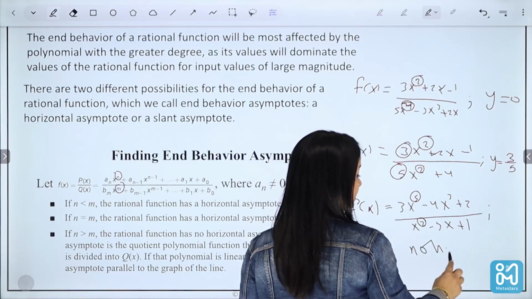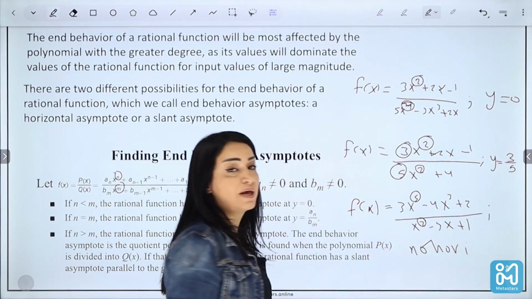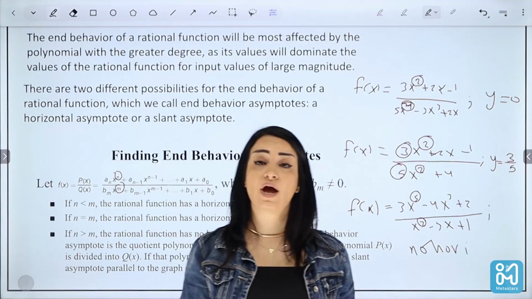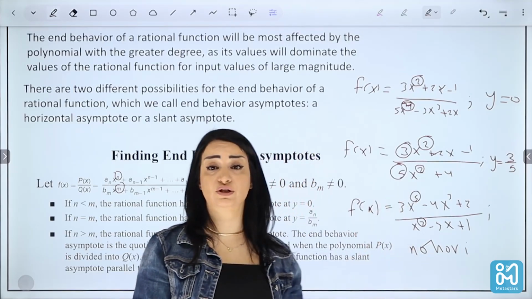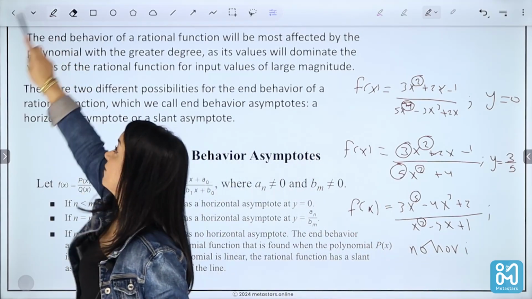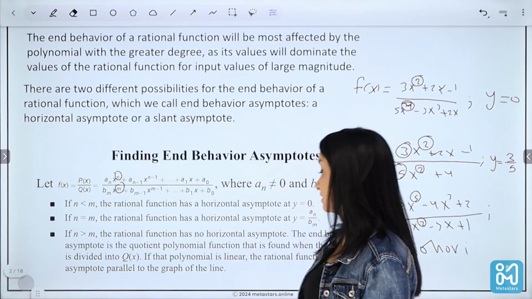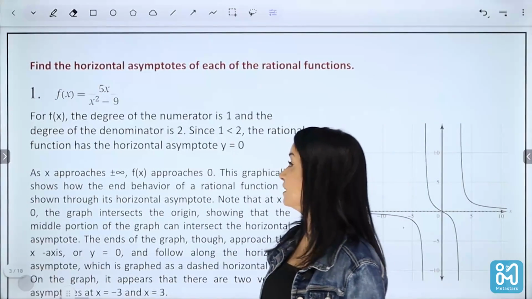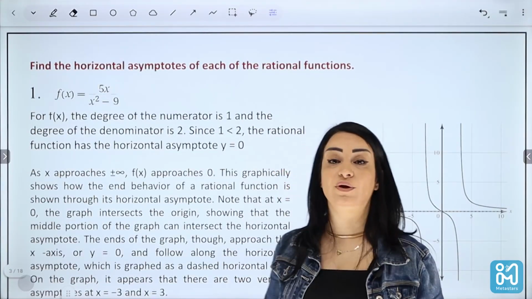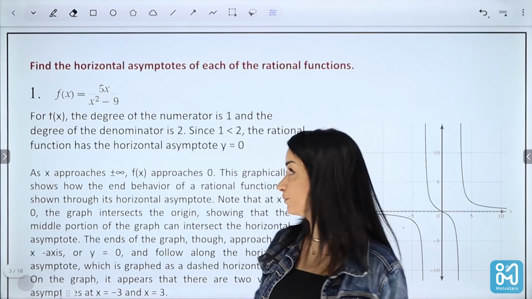No horizontal asymptote. To find the end behavior for this function, we have to divide the numerator by the denominator and see if it's linear. So we get a linear quotient here. In this case, we will get a slant asymptote.